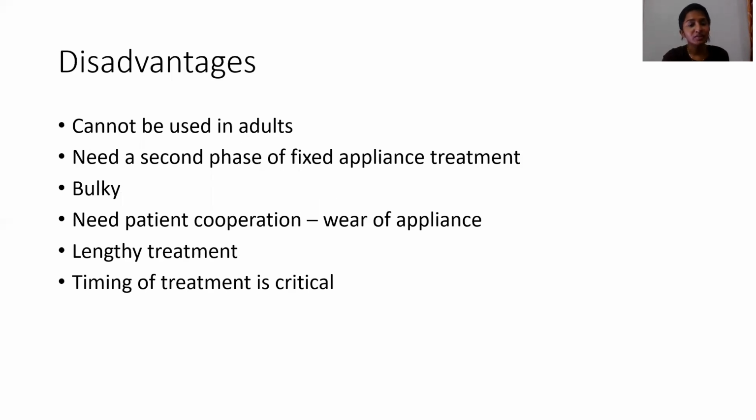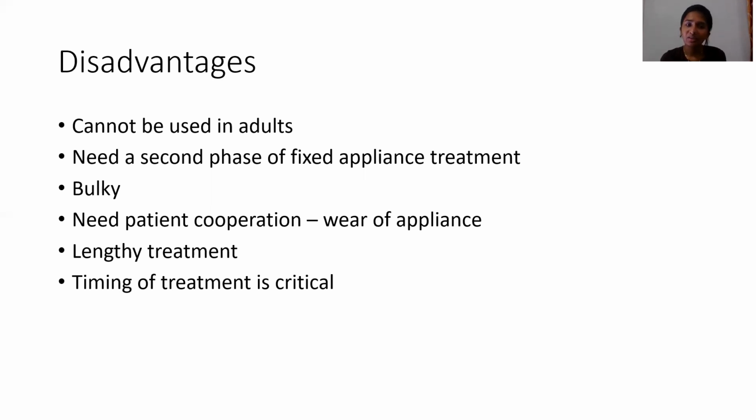Coming to the disadvantages, it cannot be used in adults, obviously, and need a second phase of fixed appliance treatment. That's because when you're giving a functional appliance, you are aiming to treat only the skeletal problem. So the dental problem that is there in the patient will be remaining even at the end of the functional appliance treatment. So for the dental problems to get corrected, you might require a second phase of fixed appliance treatment, which simply means that the treatment duration will be really prolonged.